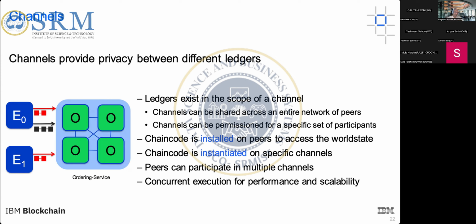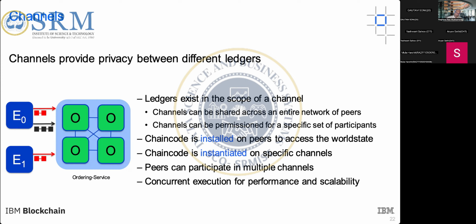So it's like a common big network where you have your own channel and your information does not cross beyond the channel. So a channel is an abstraction for privacy between different ledgers and things like that. Ledgers exist in the scope of a channel, and channels can be shared across the entire network of peers. So you can share the channels with different peers.